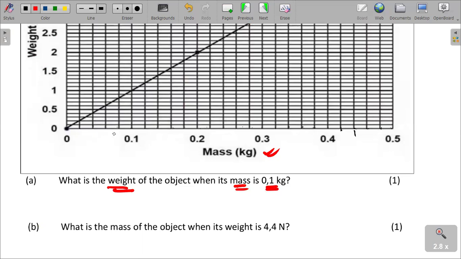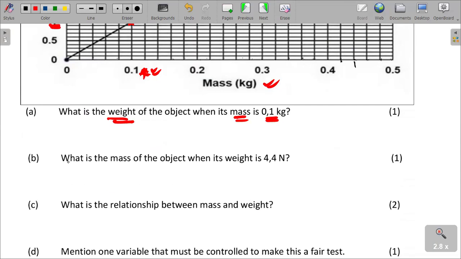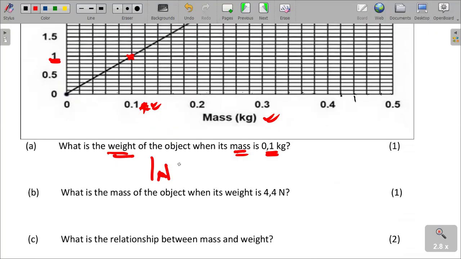So on the graph, we identify 0.1 kg, and then we correspond it to the weight. So this is our 0.1 here. We go to our line graph and identify where they meet each other. So we have 0.1 and the weight is 1 Newton. And please note that this one is a given, 1 mark for free.